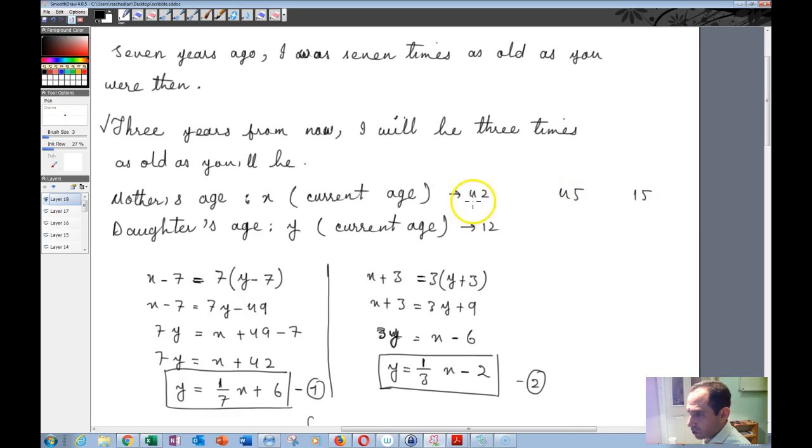And 7 years ago I was 7 times as old as you were then. So 7 years ago the mother was 35 and the daughter was 5. 7 times 5 is equal to 35, which is actually correct. Okay.